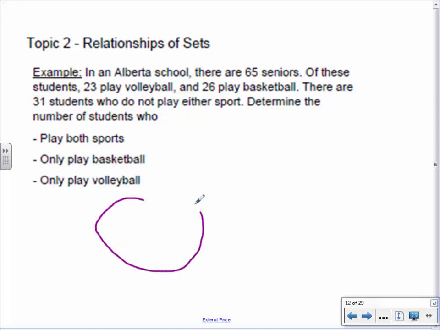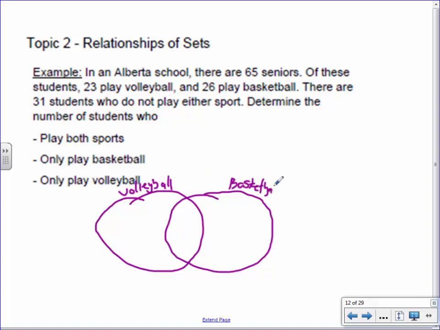In an Alberta school, you have 65 seniors. Some of them play basketball, some play volleyball, some don't play any sport. And so here's your basic Venn diagram. Why don't I go with these ones be volleyball. These guys over here play basketball. You guys know what I mean by this, right? Like the middle is both, and then the outside is like none.